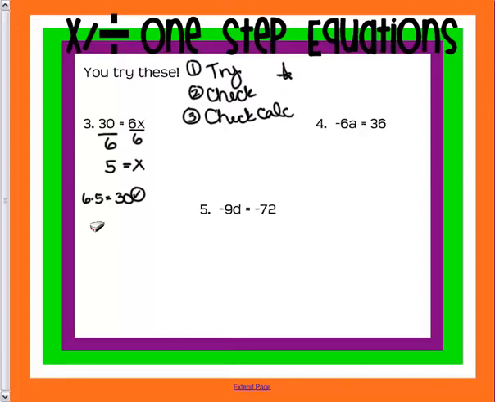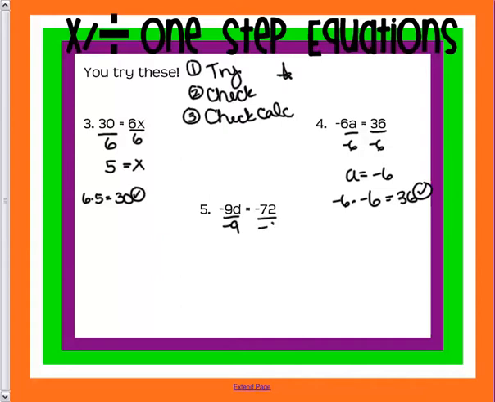Okay, the next one, number 4. You're going to divide both sides by negative 6. And 36 divided by negative 6 equals negative 6. So negative 6 times negative 6 in my head is 36, and on the calculator it's 36.